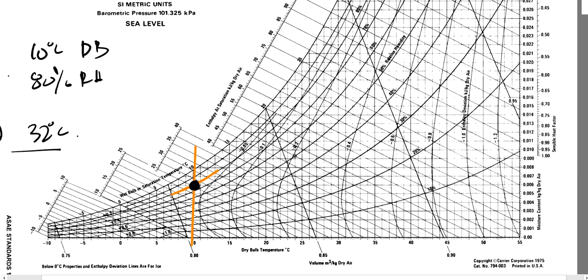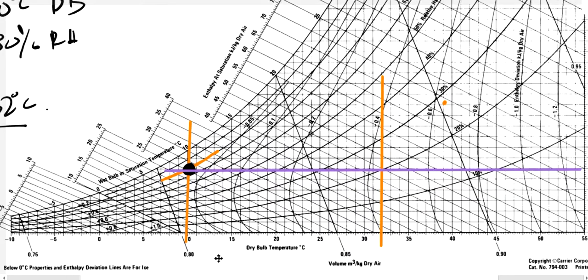So that's point 1. And then the final state is 32 degrees C. So this is 30, 31, 32. So right here. Right, and for the moisture content, we have here the moisture content of around 0.006.